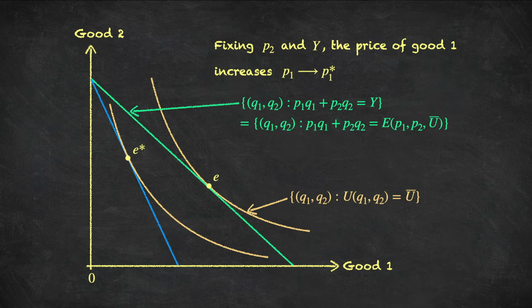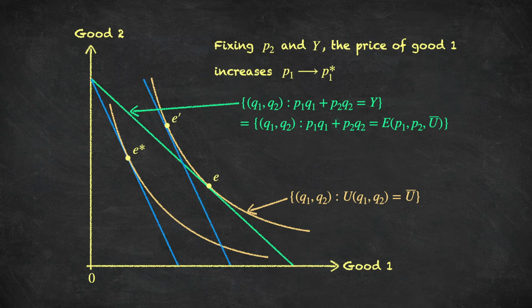Now we can express the budget line in a different way and say, well, the budget line is all of the bundles Q1 and Q2, where expenditure is precisely equal to the minimum expenditure that the consumer would need in order to achieve utility level U bar at the original prices P1 and P2.